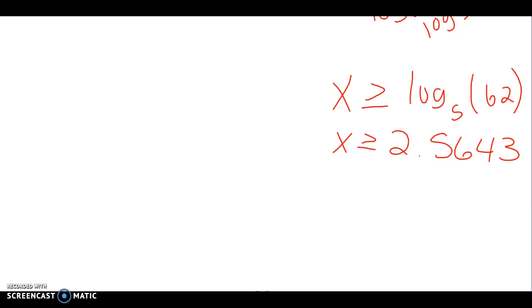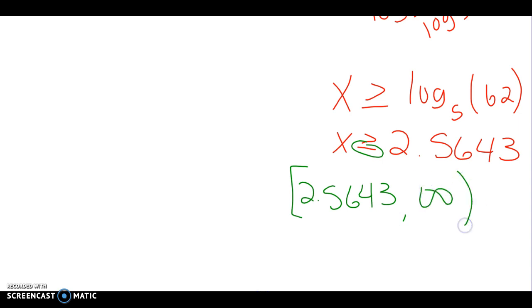Now, the only difference between an equation and an inequality is we now have an infinite number of solutions, right? How many numbers are greater than or equal to 2.5643? A lot. An infinite number, like 4, 5, all the way up to infinity, right? So how could I write this in interval notation, just for practice? 2.5643, bracket or parenthesis? Bracket, because it's or equal to, right? 2.5643 to where? Infinity.